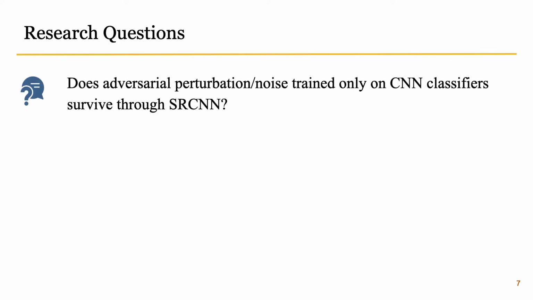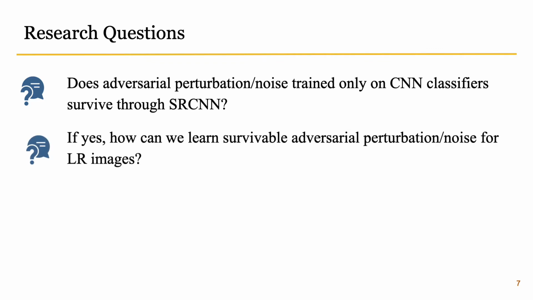In this work, we aim to answer the following questions. Does adversarial perturbation or noise trained only on CNN classifiers survive through SRCNN, or do we really need to upgrade the adversarial noise learning methods to consider SRCNNs? If yes, how can we learn survivable adversarial perturbation for low-resolution images?